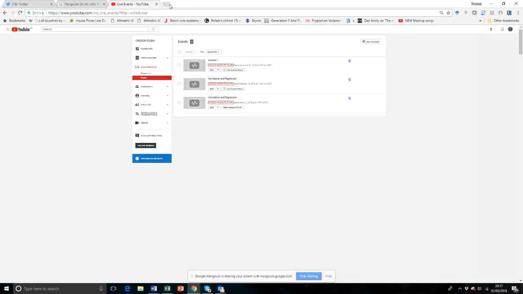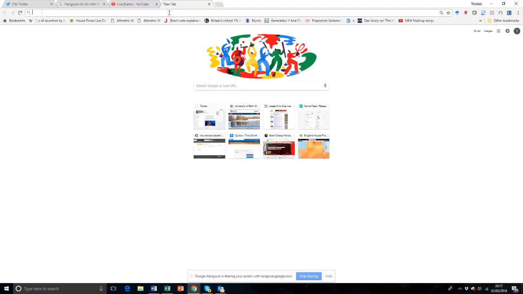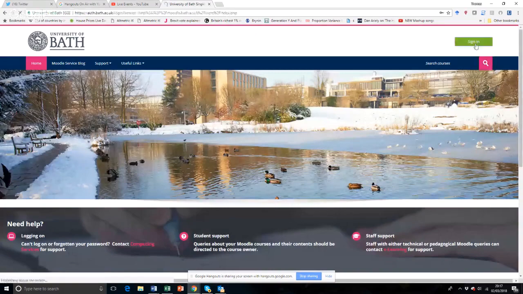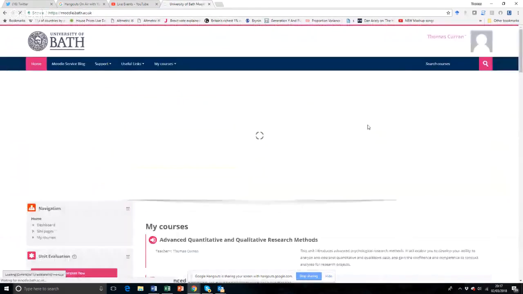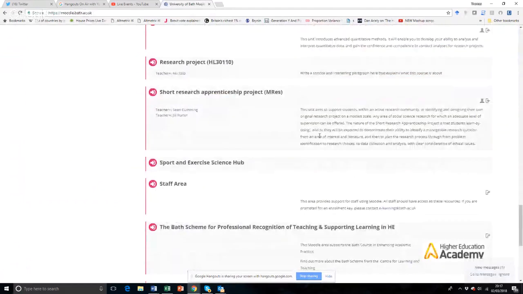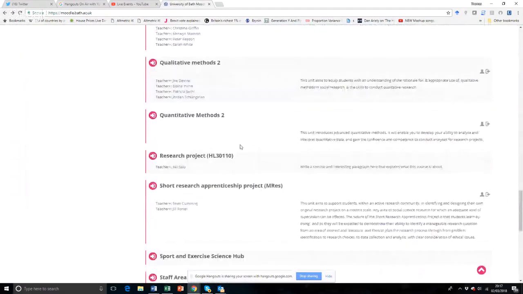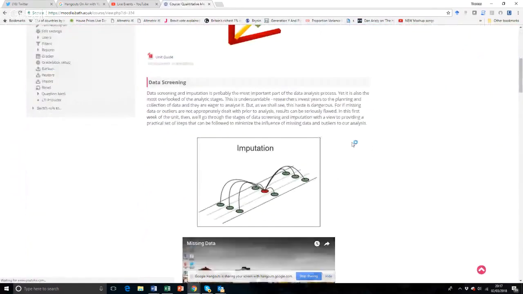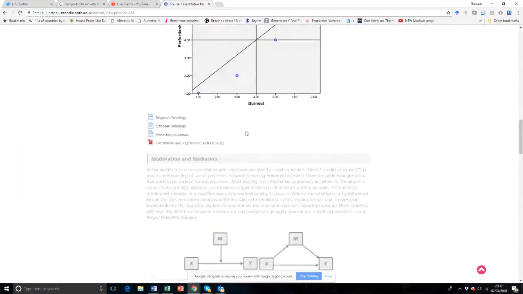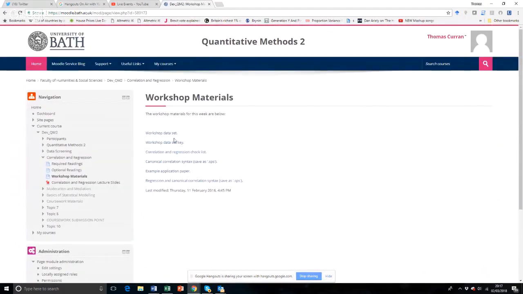So to get started, what I want you to do is go on to Moodle. We're just going to open up Moodle here in your browser. Sign in as you would normally, and go to Quantitative Methods 2, which is just here. Oops, sorry, it's not that one. It is this one. And then you're going to go all the way down to correlation and regression. Click on workshop materials. Let's open the workshop data set, which is here.